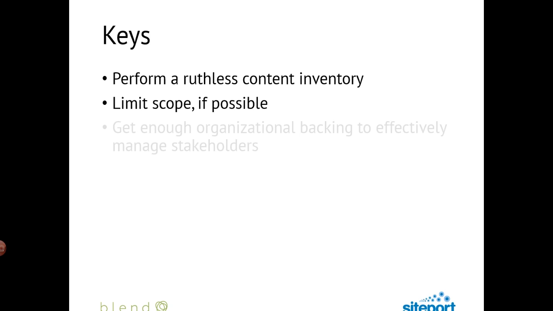Limit scope if possible. If you are running a migration, be very, very careful when stakeholders start coming out of the woodwork wanting to do A, B, and C. If they say, well, I want to make this change on the new website, understand that you have to scope that on two levels. You have to scope the actual change that someone has to code in the implementation on the new website, but you also have to scope that in terms of how that affects your migration.